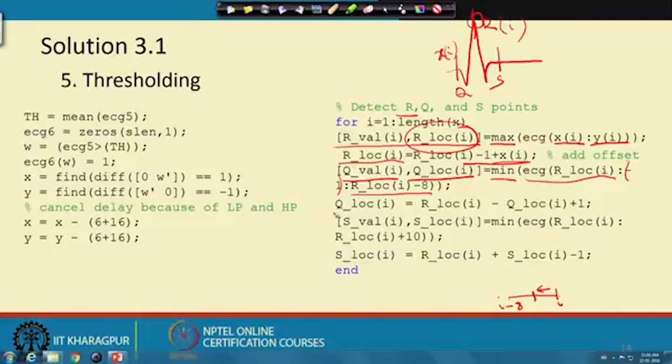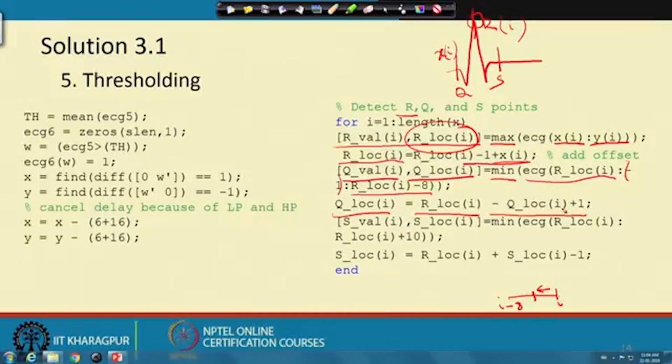Now, again we have to correct it, we have to take care of this with respect to that R location. This is so many samples before. So, we are actually adding 1 minus the q underscore location. Okay. So, we get the Q location.